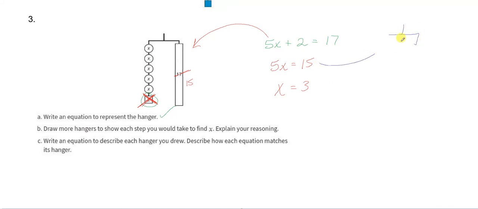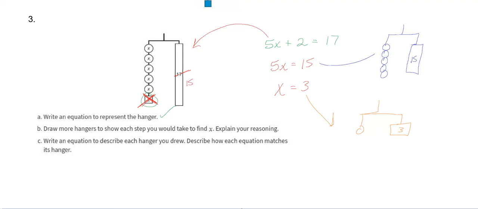You'd have a hanger, and on one side you'd have 1, 2, 3, 4, 5 x's. And then on the other side you'd have a big long block that would be 15. And then the last hanger that you would have to represent this one would be a single x that represented a block that weighed 3. And so you kind of go from there to there to there. You follow the process. Okay, that's pretty easy.